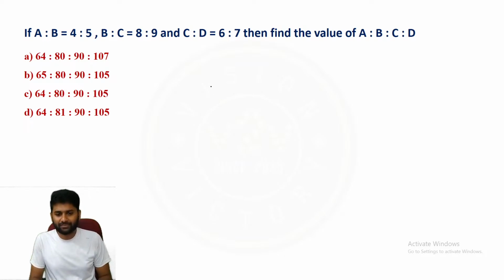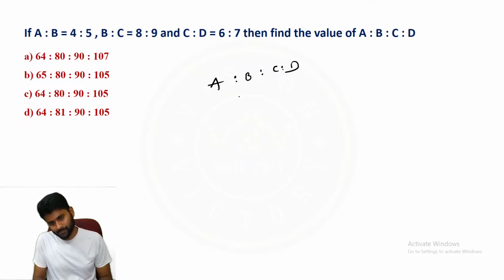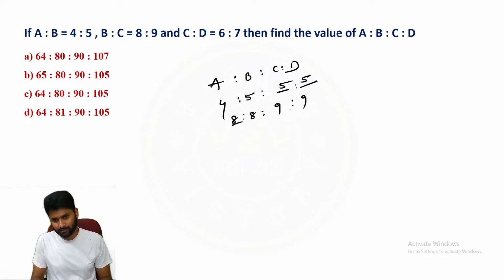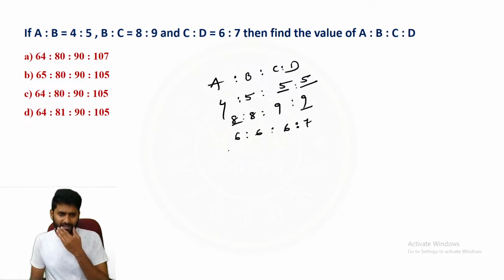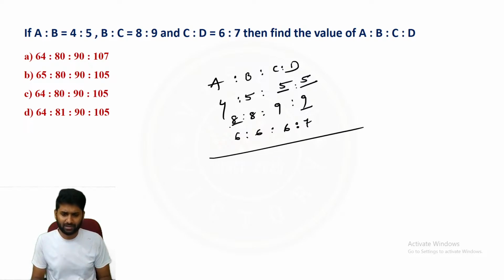Now, you guys identify what is the ratio of ABCD. A is to B is equal to 4 is to 5. B is to C is 8 is to 9. C is to D is 6 is to 7. Replace 5 here with 8, 9 here, 8 here, and 6 here. There is no common multiple, so directly you can multiply the values here.